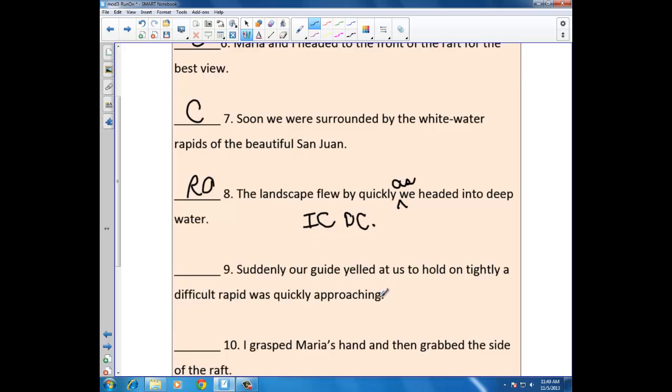Suddenly our guide yelled at us to hold on tightly. A difficult rapid was approaching. If you read that aloud, you should hear the break after tightly. I would use the word because there. It's just like the sentence in front of it: independent clause followed by a dependent clause to correct the run-on.